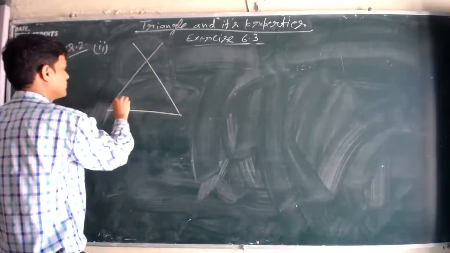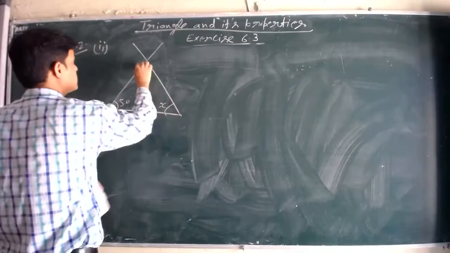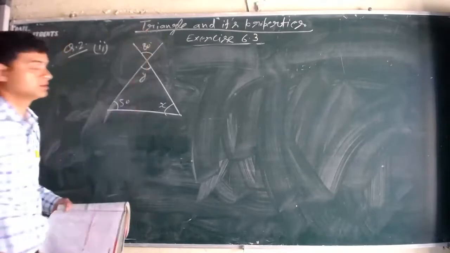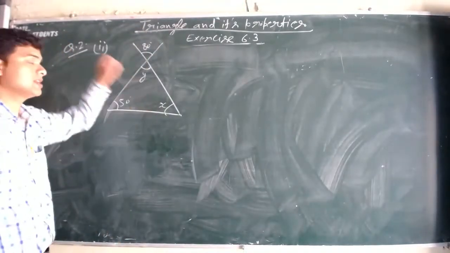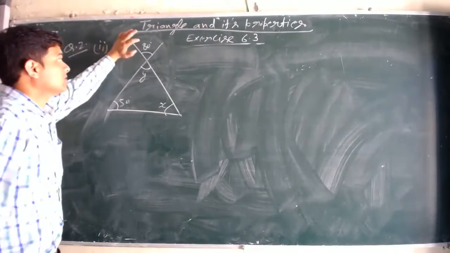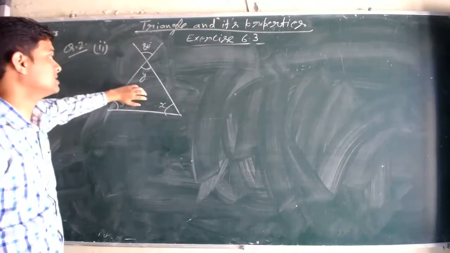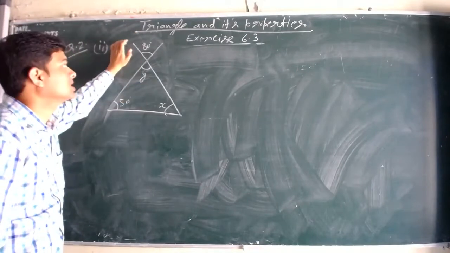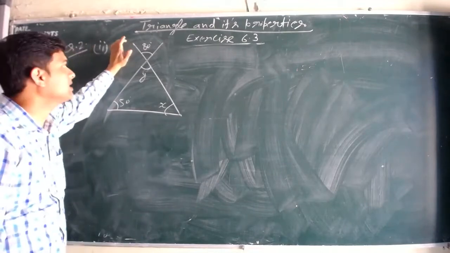This angle is equals to 50, this angle is equals to x, and this angle is equals to y, and this angle is equals to 80. Clear? Now the question is that how we can calculate x and y value. Okay. First of all, we have to check 80 degree is the exterior angle of this or not. हमने ये चीज चेक कर ली है कि ये इस ट्रायंगल का एक्सटीरियर एंगल है या नहीं है.